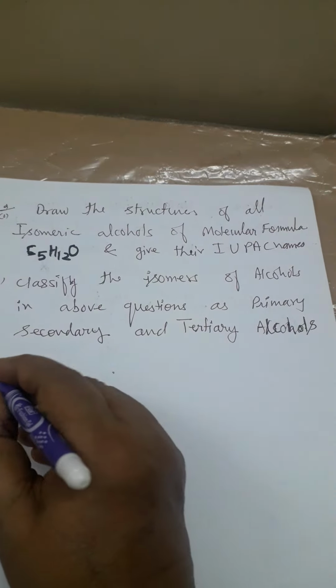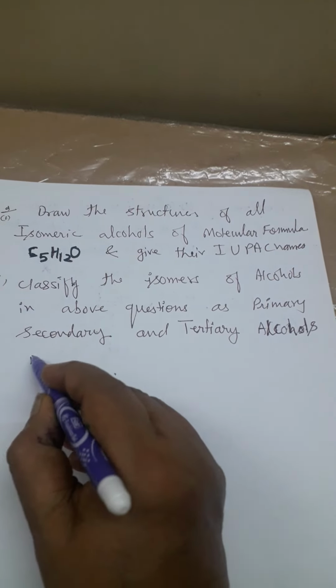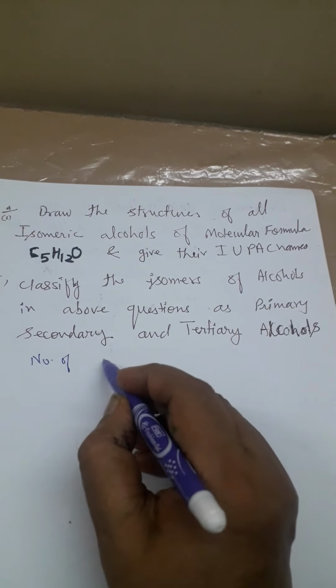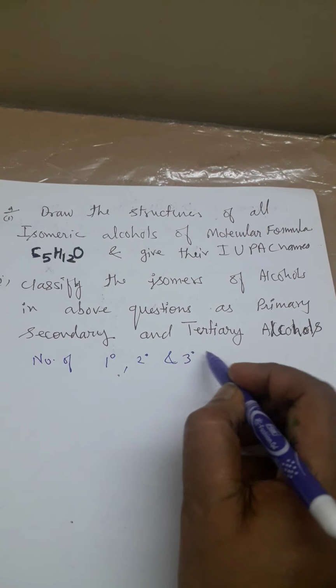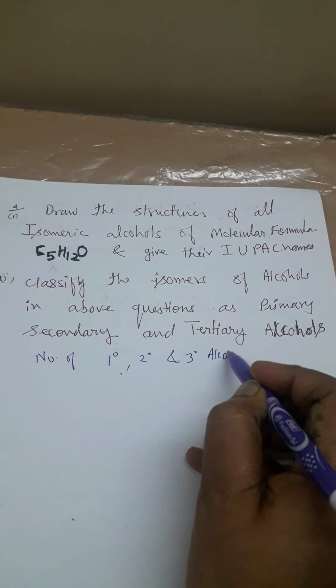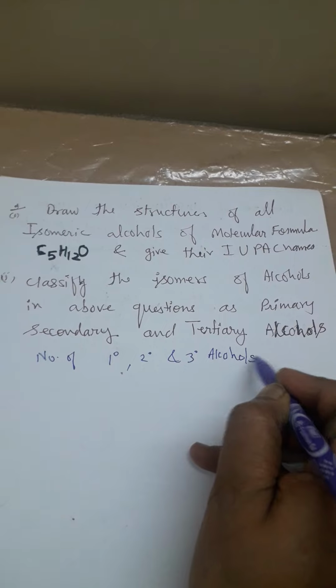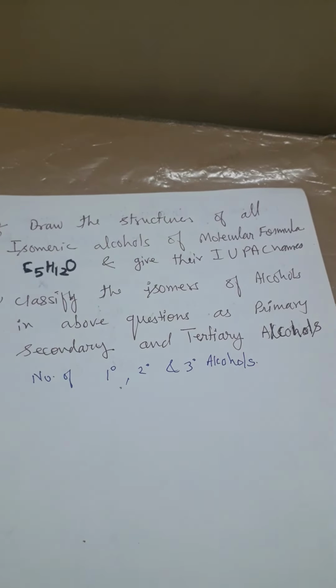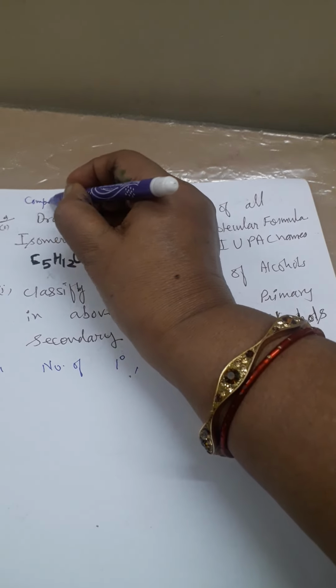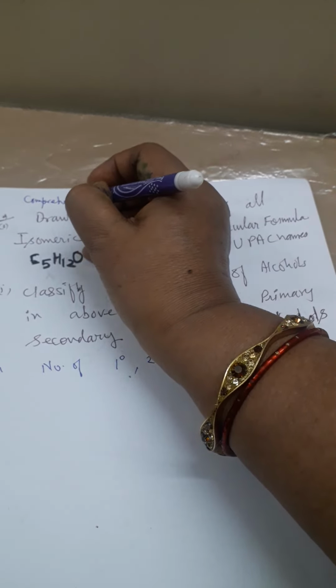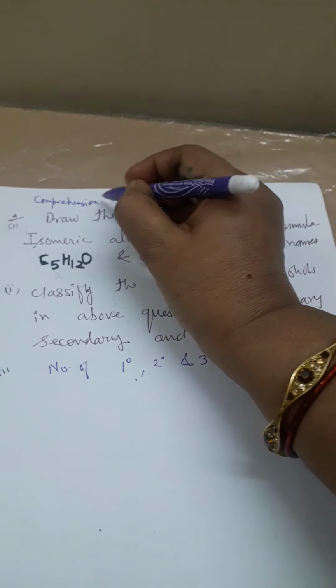Third question, number of 1 degree, 2 degree and 3 degree alcohols in the same question. Okay, this is a comprehension type question. So we have to write it like this: comprehension type question.